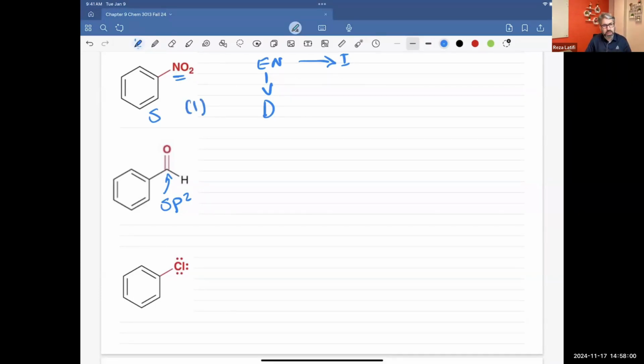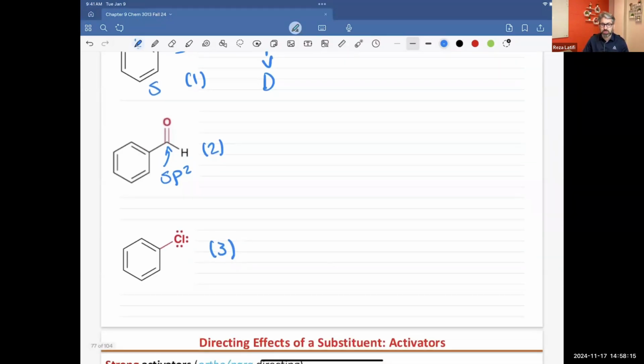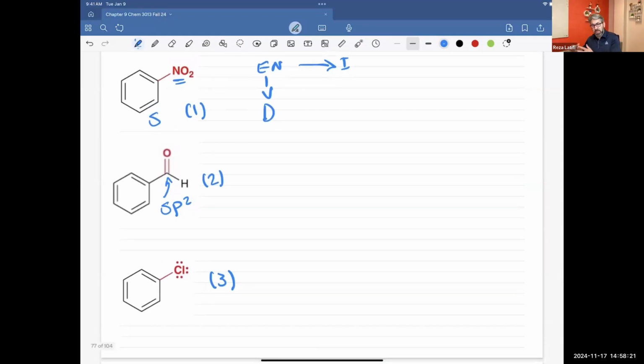How do I order this? This is going to be number 1. Why? Because I have nitrogen with a positive charge on it. And how about this? I have carbon with sp2 hybridization, and this one will be number 2. The third one is going to be number 3. Why do we say it's going to be the weakest one here? And remember, electronegativity increases to the right side, so I expect the chloride to be a really strong electron withdrawing group.